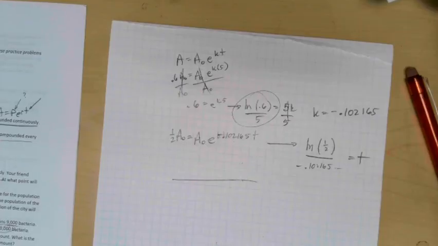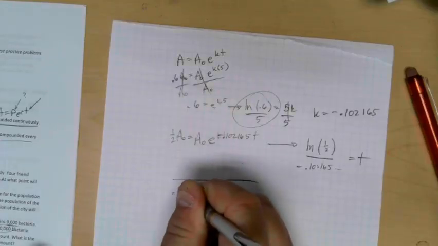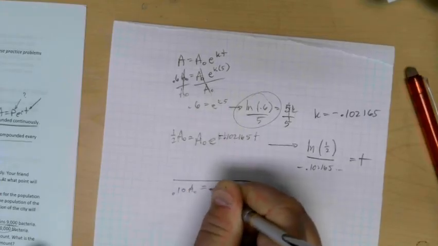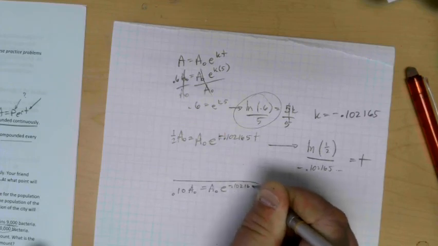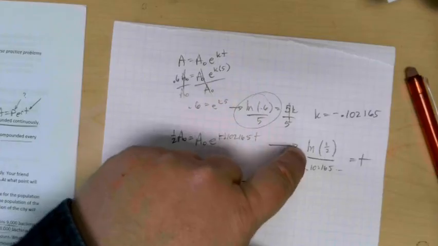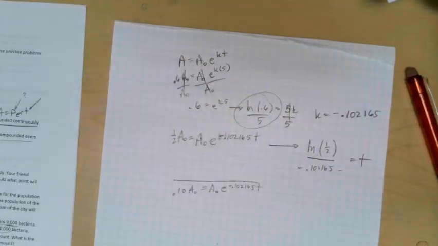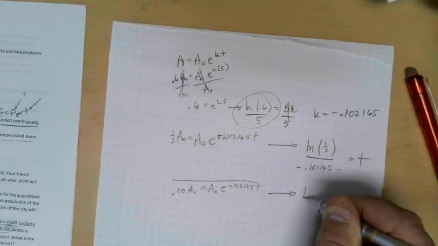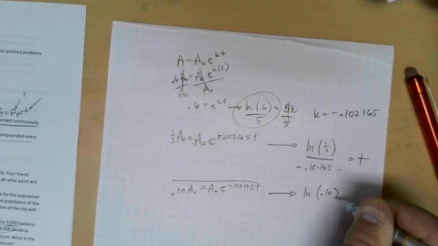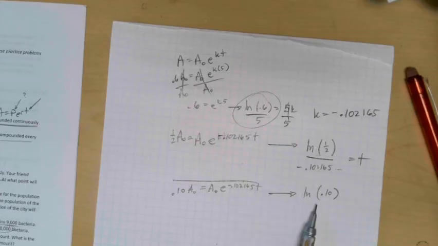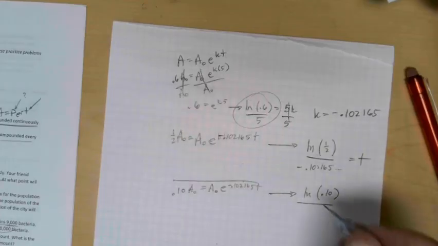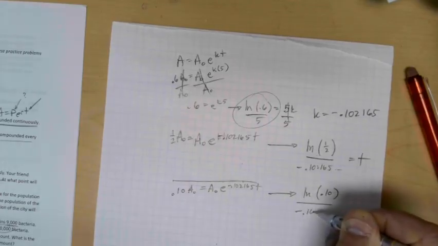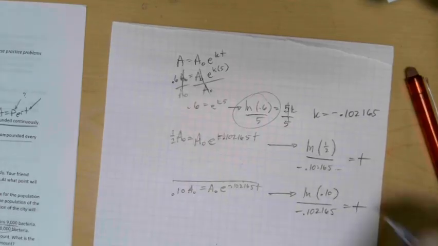Now, the reason I want to point that out is look at the next thing. It says, how long will it take to decay to 10%? So that's just going to be 10% of what I started with equals what I started with times e to the negative 0.102165 t. It's the same thing as up here, except you're always ending up with the natural log of what's left, here half, here 10%, divided by whatever number is here. In this case, it was time that gave me the rate, but now it's rate that's going to give me the time. So that's that negative 0.102165. That's going to give me my t.